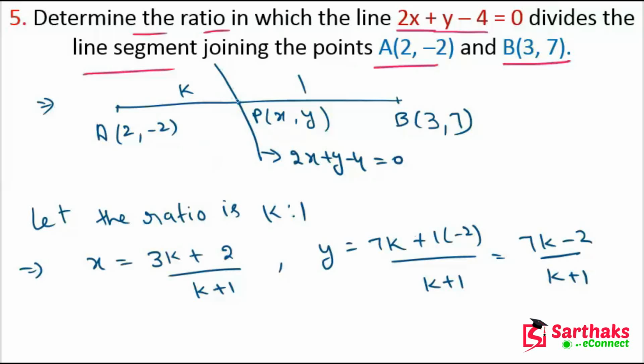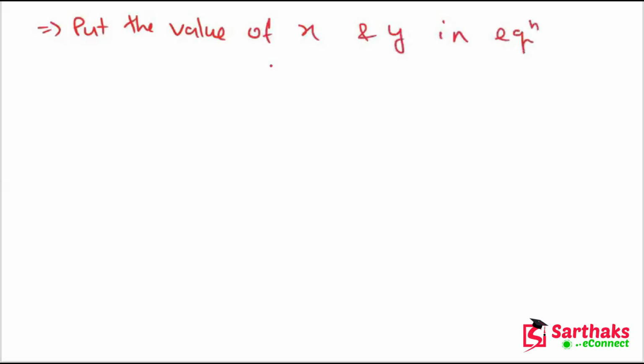So now this point lies on this line. So this point also satisfies this equation. Okay, I hope you get this point. Why does this point satisfy this equation? Because this point is also on this line. So we can put the value of x and y in this equation. In which equation? In the equation 2x plus y minus 4 is equal to 0.